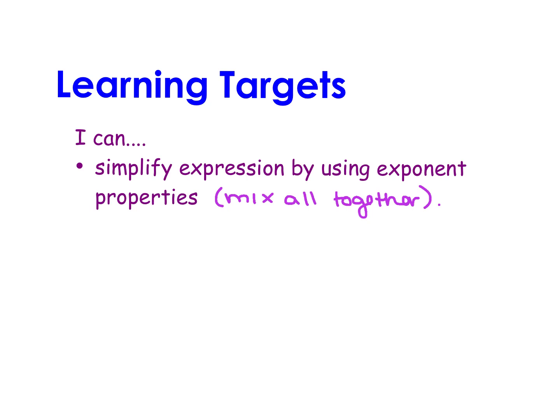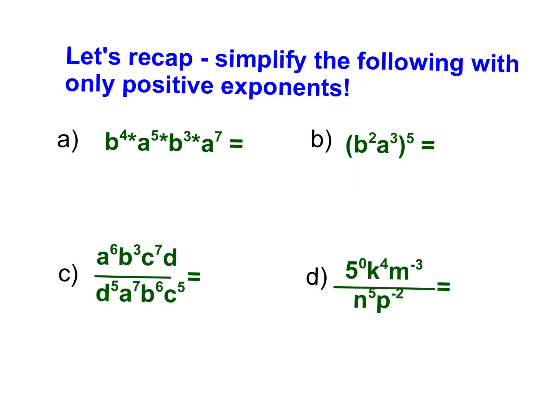In this video, we're going to focus on simplifying expressions by using exponent properties, and we're going to mix all of the properties together. So before we mix all of the exponent properties together, let's recap what we know about exponents so far. So if you look in example A, what you should see is property number 1, where we have common bases all being multiplied that have the same base, and we simply need to condense them down.